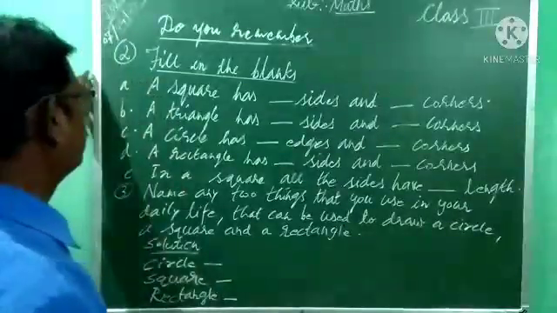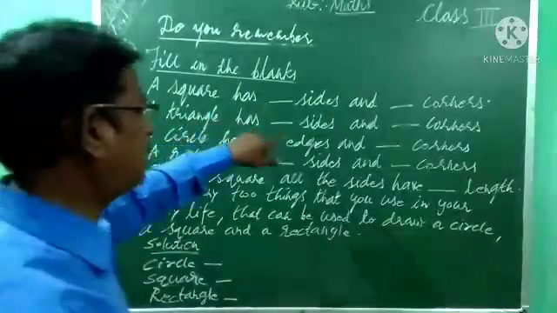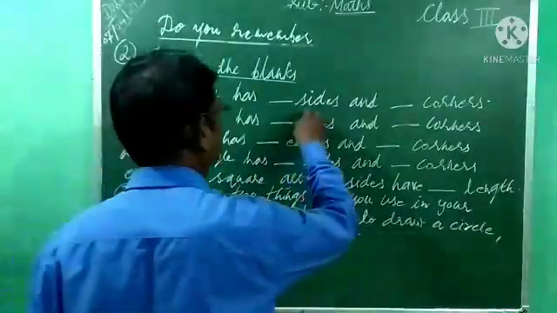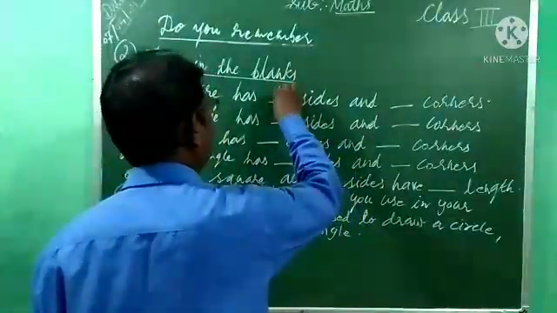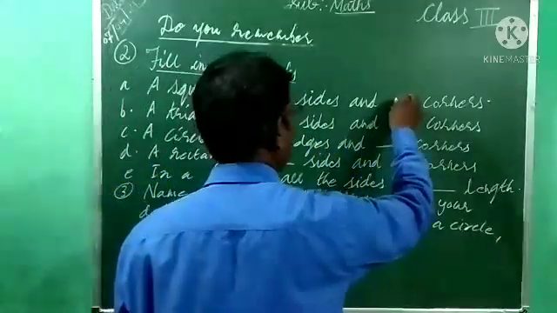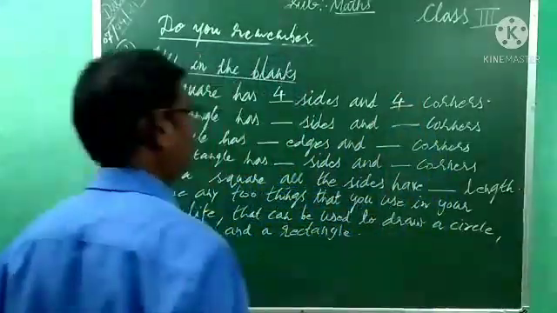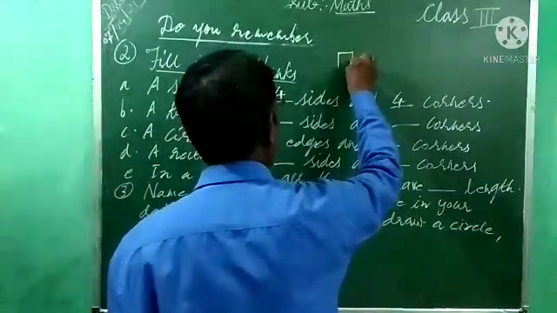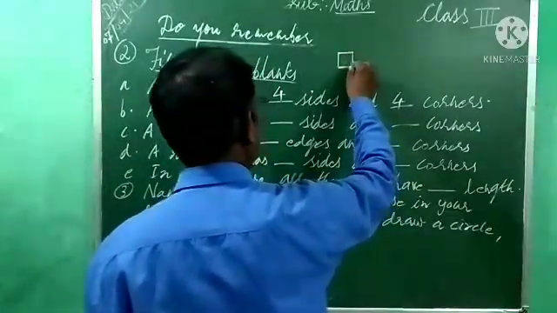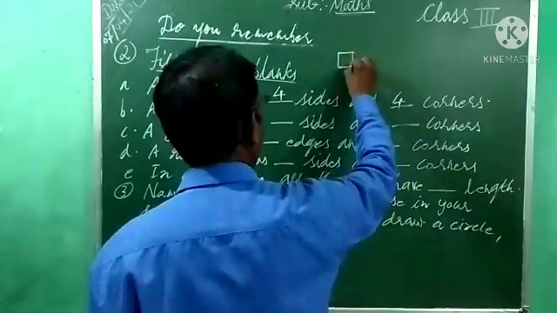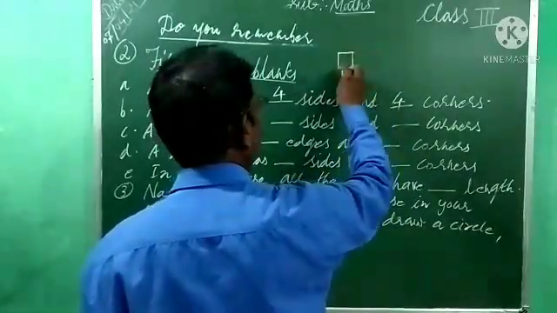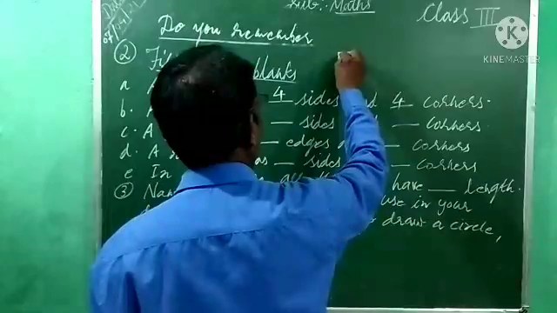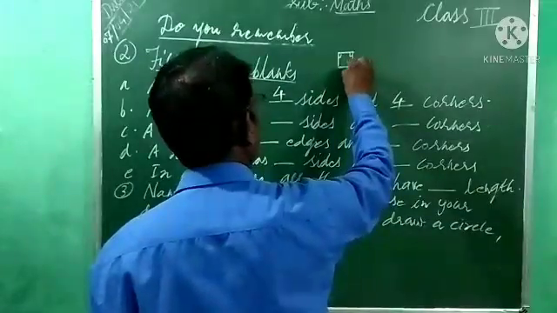Fill in the blanks. A square has dash sides and dash corner. In a square, how many sides are there total? 4 sides and dash corner. Corners are also 4. In square we have seen, square means all sides are equal. For example, this diagram. Square, there are total 1, 2, 3, 4, 4 sides and corner. Corner means this. 1, 2, 3, 4.